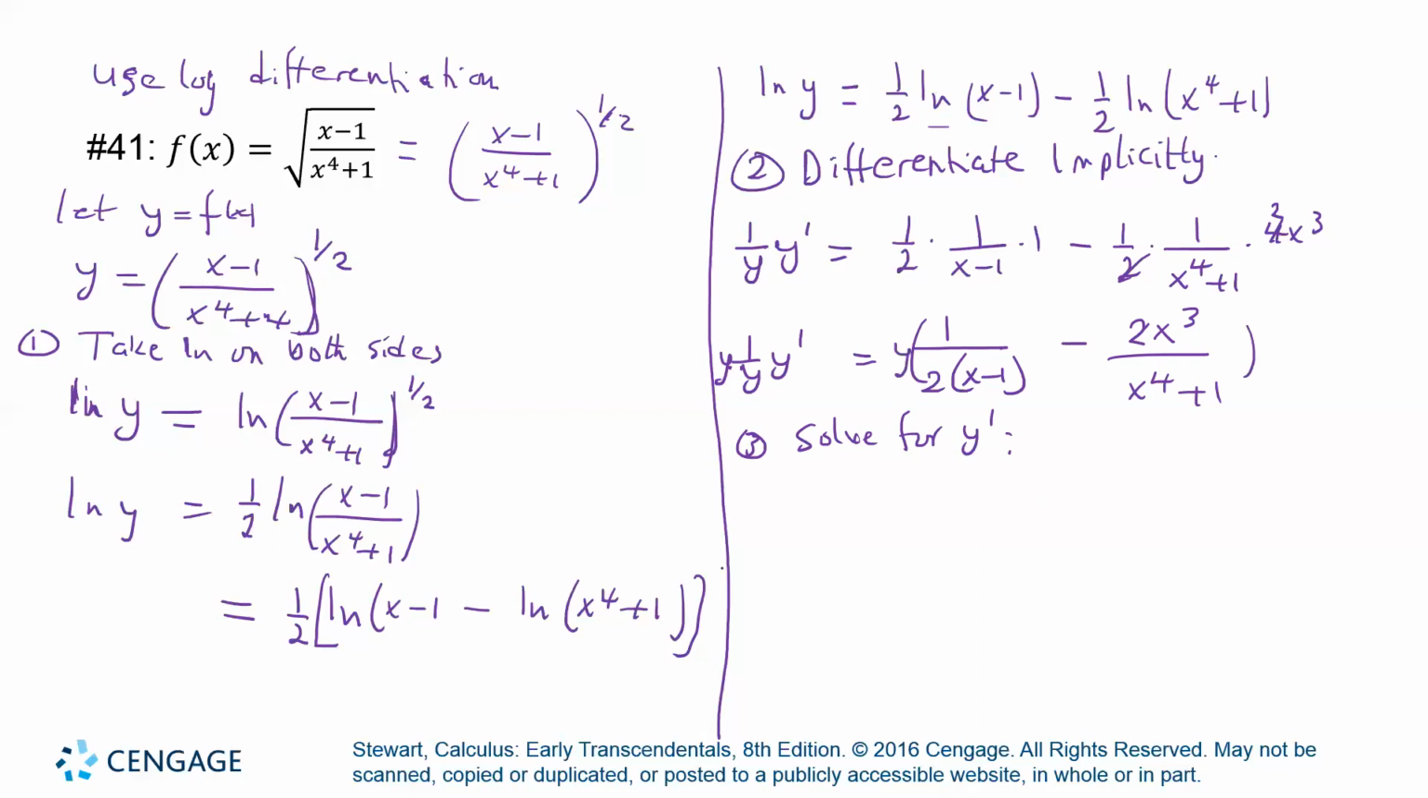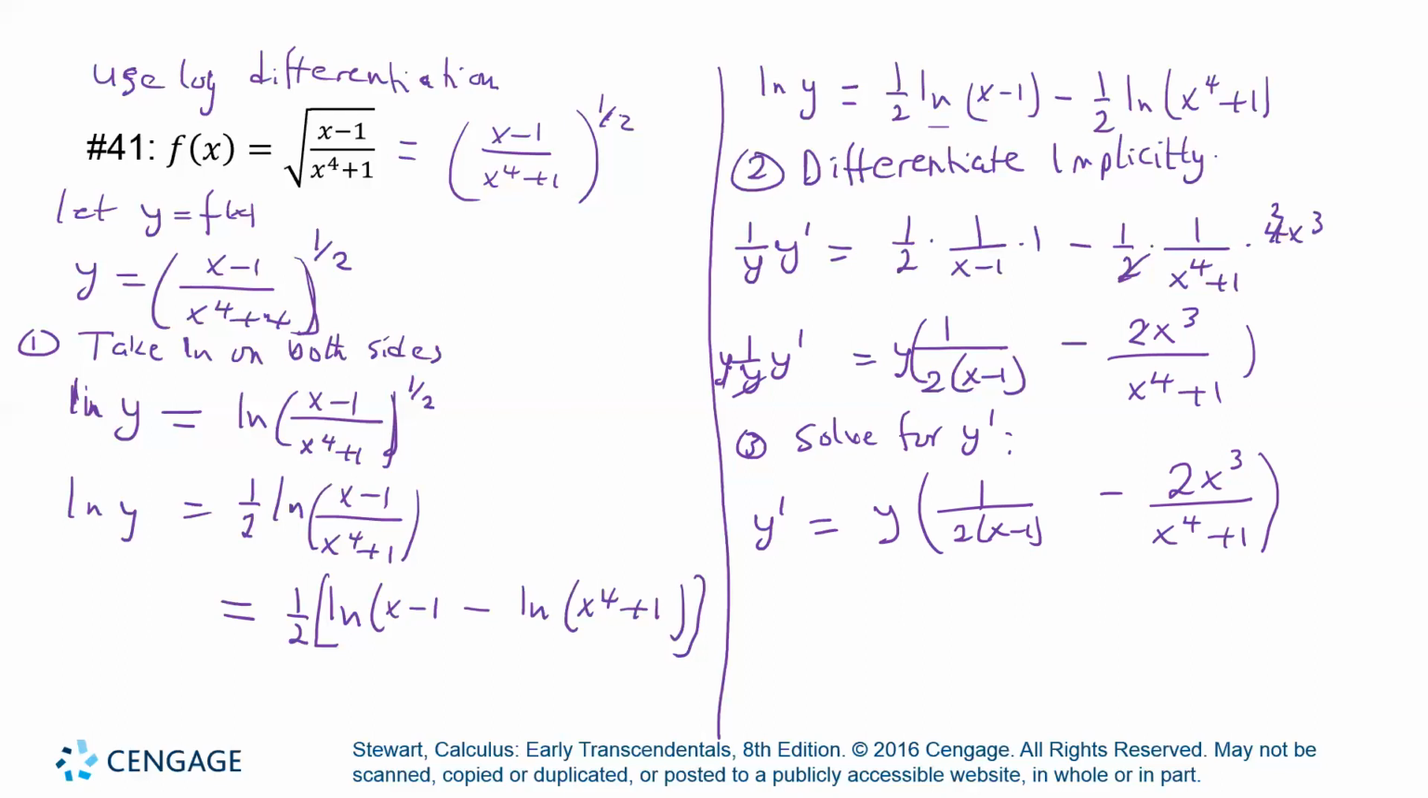So when you do that, this will cancel that and you have y prime is equal to y times 1 over 2 times x minus 1, then minus 2x cubed over x to the 4 plus 1, all in parentheses.